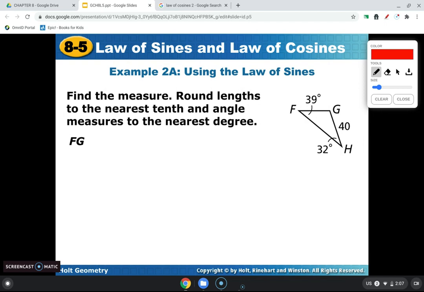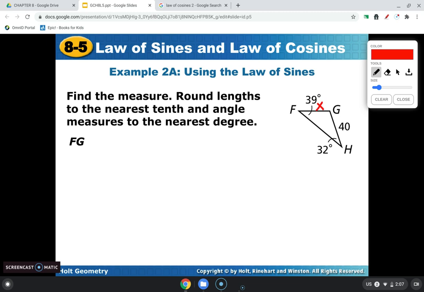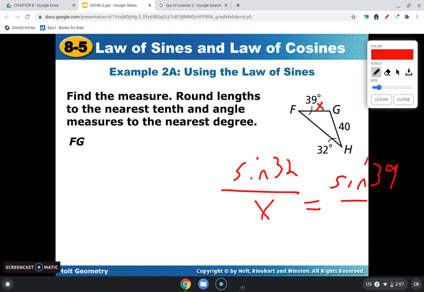So we're trying to find FG. That's x. Remember, 32 is across from x. So we would say sine 32 over x equals, we know that's 39 there, so sine 39 is across from 40, and that's how you'd set that up. So you're going to cross multiply.